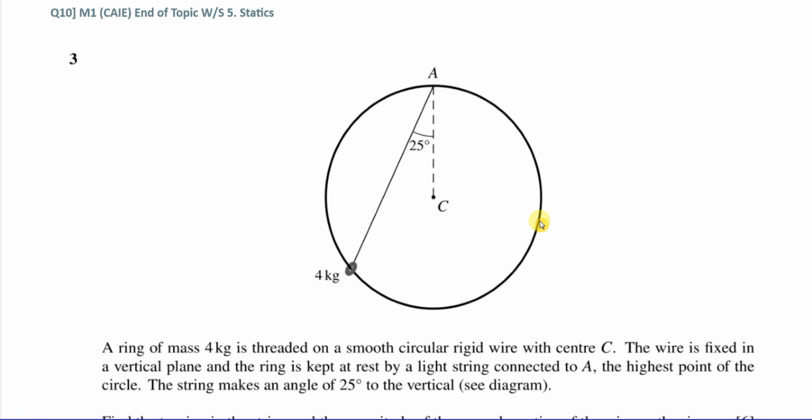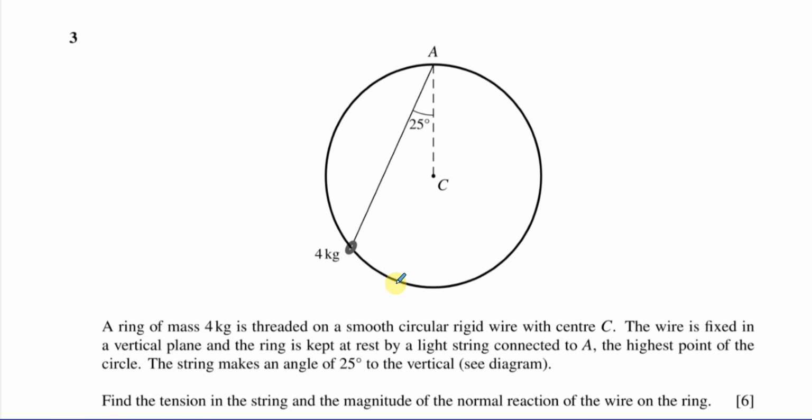And here we have a ring of mass 4 kilograms. This little ring over here is threaded on a smooth, circular, rigid wire with center C. The wire is fixed in a vertical plane, and the ring is kept at rest by a light string connected to A. If that string wasn't there, it would slide down and probably rest at this position, because it's being held vertically. So it's got its weight. The string is keeping it in this place.